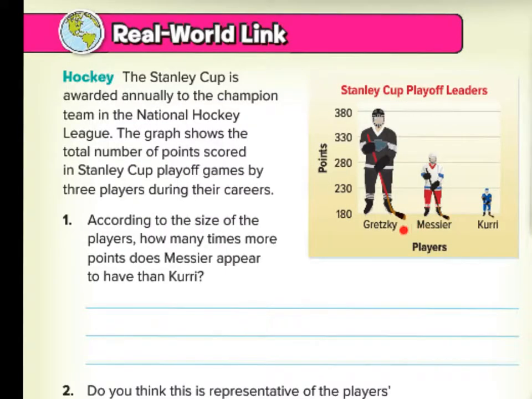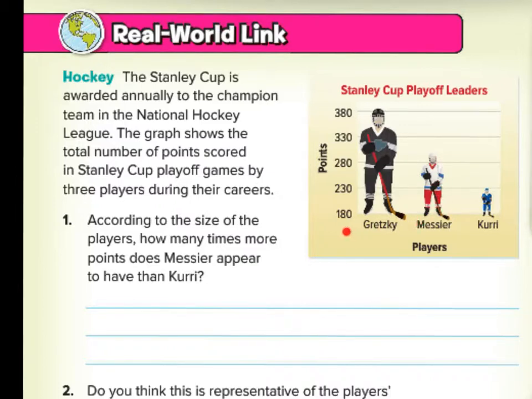you can see that we start the graph at 180. So 180 is the very bottom. Then we jump up by intervals of 50, from 180 to 230, 230 to 280, 280 to 330, and 330 to 380. So we're jumping up by 50. When you look at the graph, you would think that Messier has more than double Curry, right? Because you see the size from here to here, and then it jumps.